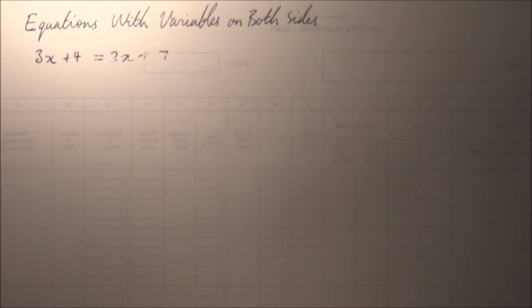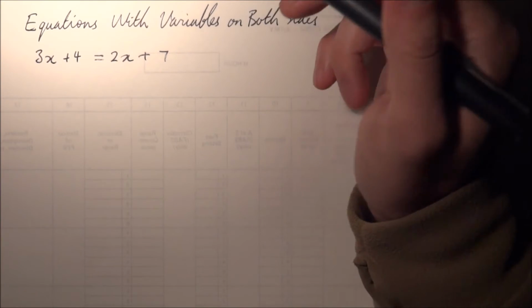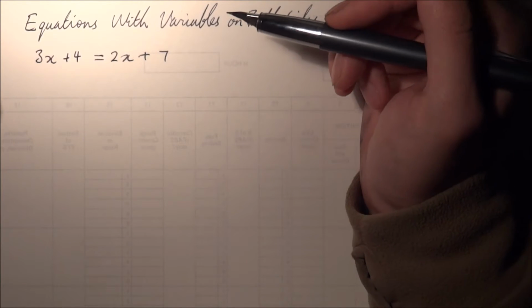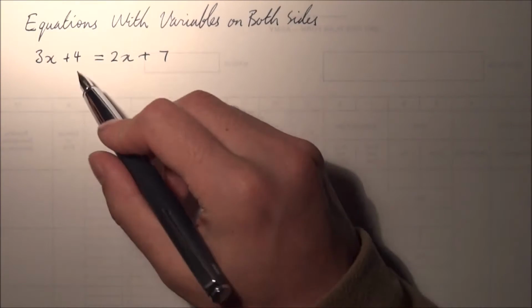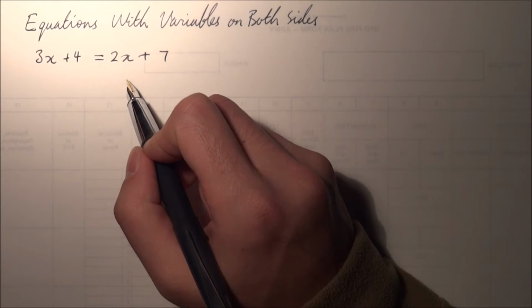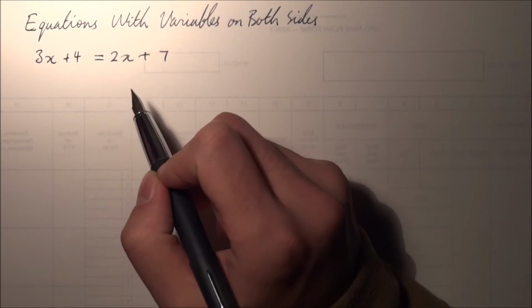Well, obviously there's an x here and there's an x here. Remember, from equations we always want to have x on one side and the numbers on the other side. So when solving equations like this, the imperative would be to move all the variables onto one side.